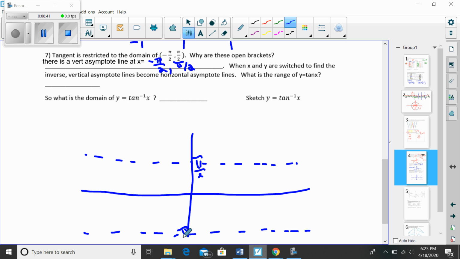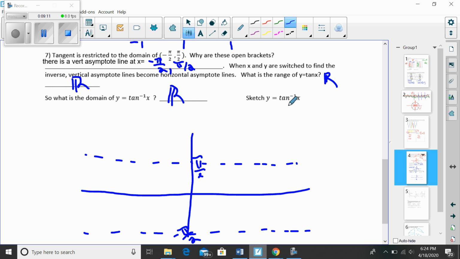All right, and then when I go to graph this, well, remember that the range of tangent was all reals. Oh, actually, I guess it's meant to be put in this blank here. All right, so the range is all reals. Okay, so then what's the domain of inverse tan, right? The range of tan becomes the domain of inverse tan. So that'll be all reals.